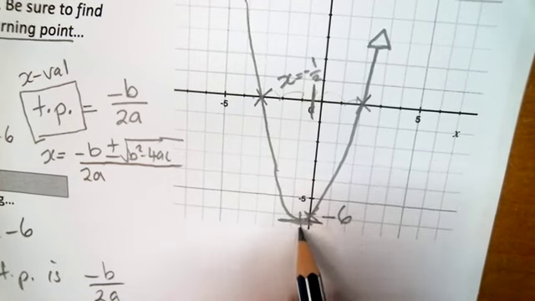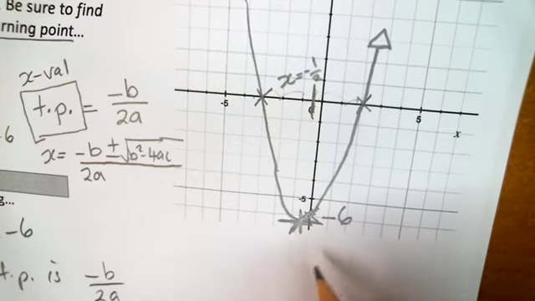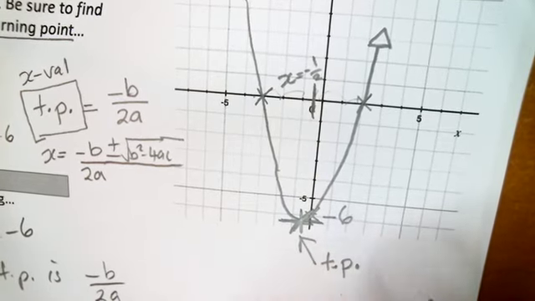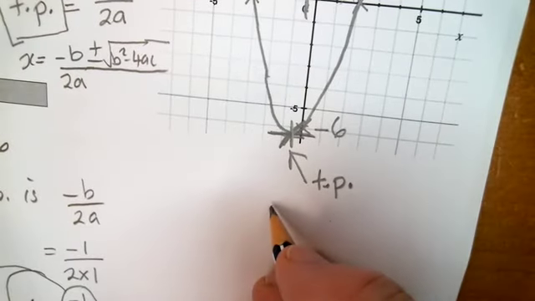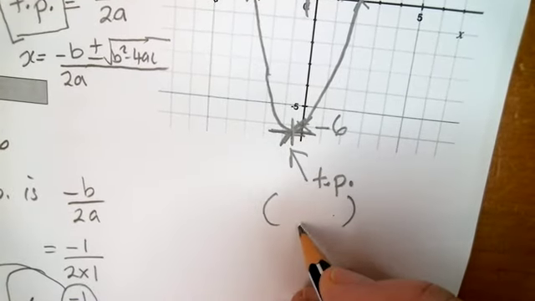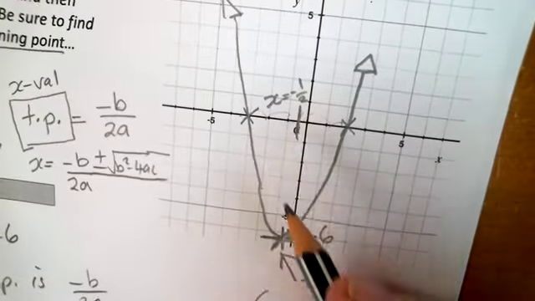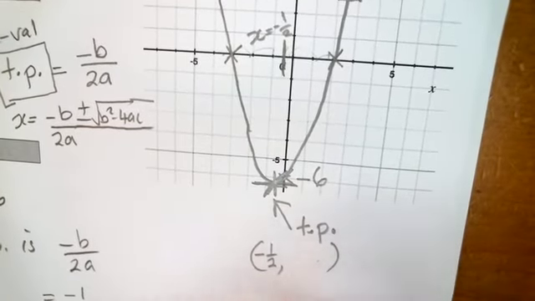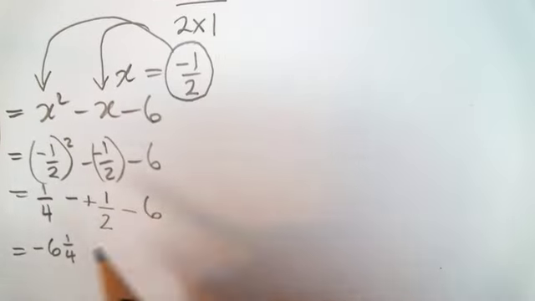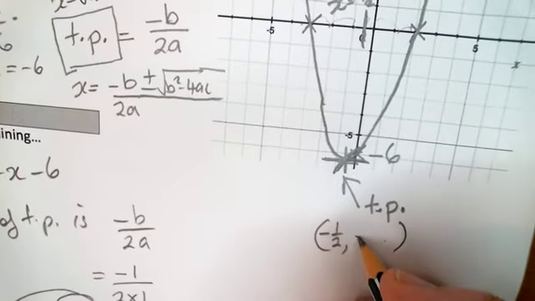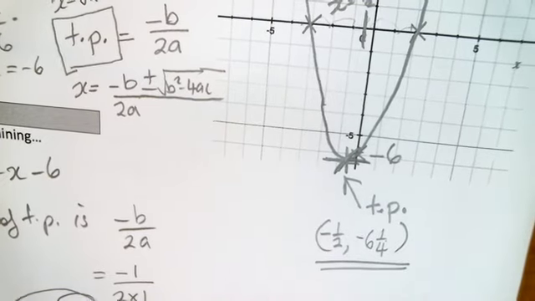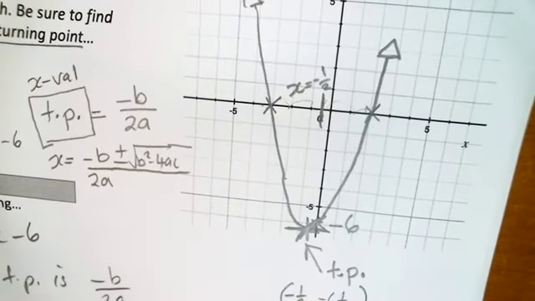And so this point here is going to be the turning point. And the turning point, not just the x value now, but the whole coordinates of that, here it is as an ordered pair, is going to be negative 1/2 is my x value. So I'll put negative 1/2, comma, negative 6 1/4. And there is the value of the turning point. Hope that makes sense.